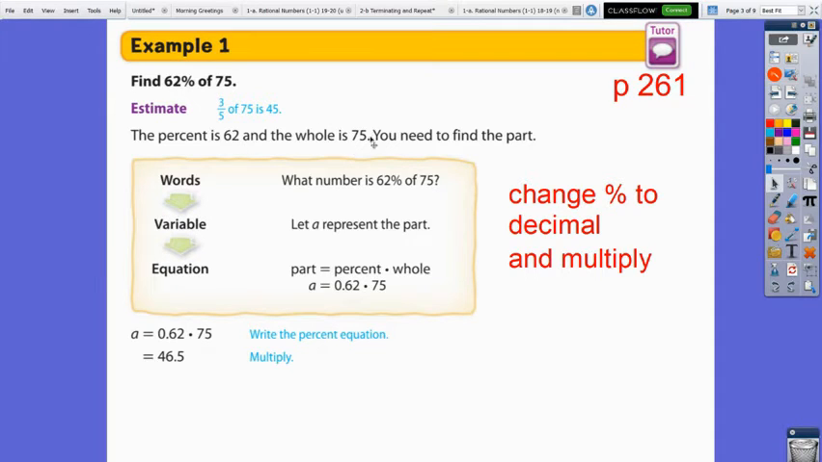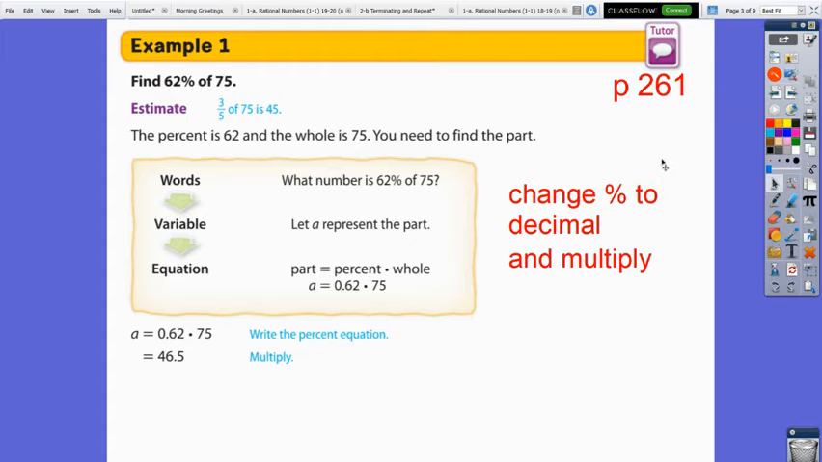All right, but you can set up the equation here, and the book goes through all the gobbledygook of, okay, we'll let A represent the part. The percent equation is part equals percent times whole, and we don't know the part A. So that equals the percent as a decimal times the whole. That's what you do. Change the percent to a decimal and multiply by the whole. Way faster than writing this equation, way faster than setting up the percent proportion. You just, in your calculator, 0.62 times 75. Boom, 46.5. So this is the method for finding the percent of a number.